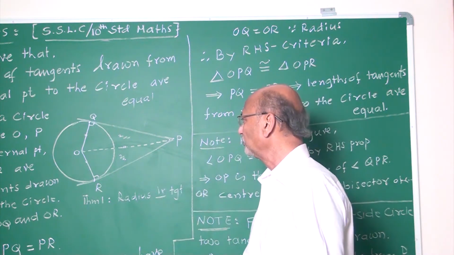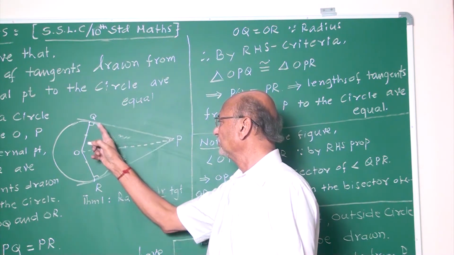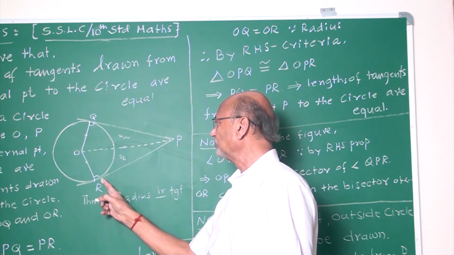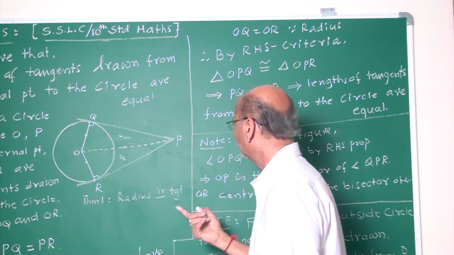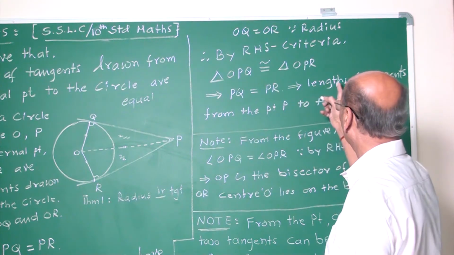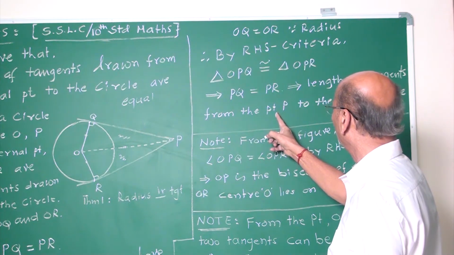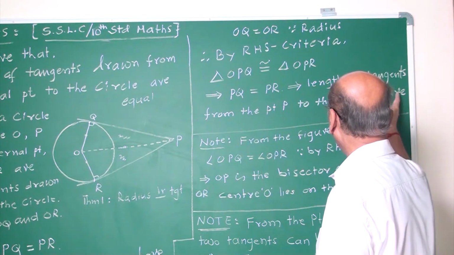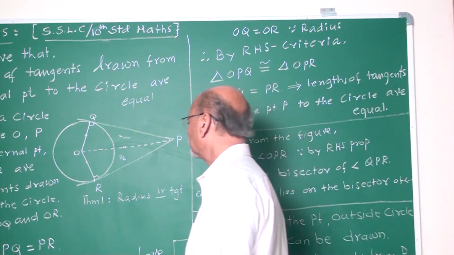Therefore, what is the corresponding side here? PQ is equal to PR. That implies the lengths of the tangents drawn from the point P to the circle are equal. These are the lengths of the tangents. This is the proof of the theorem.